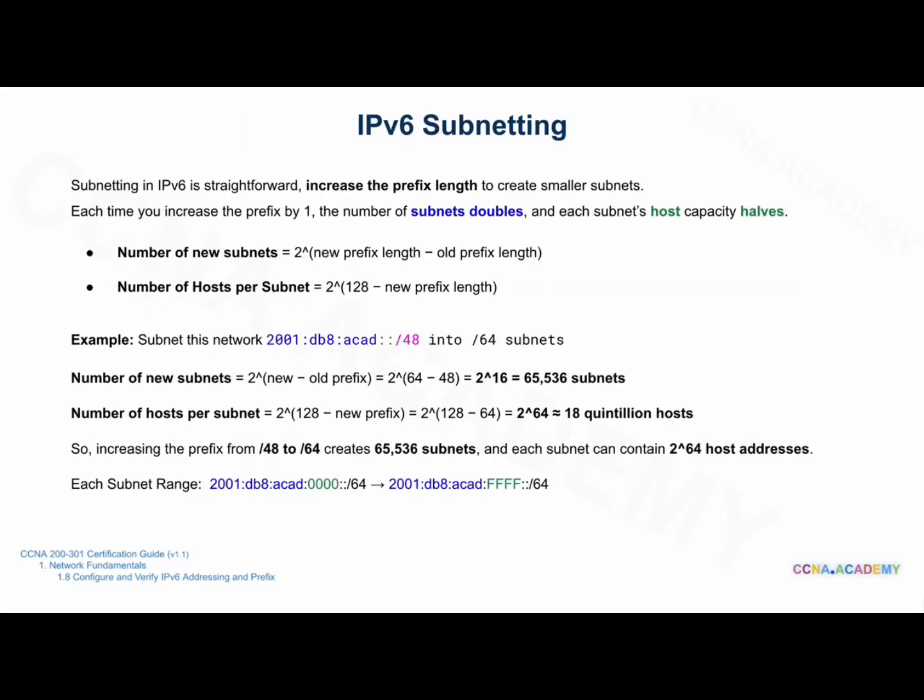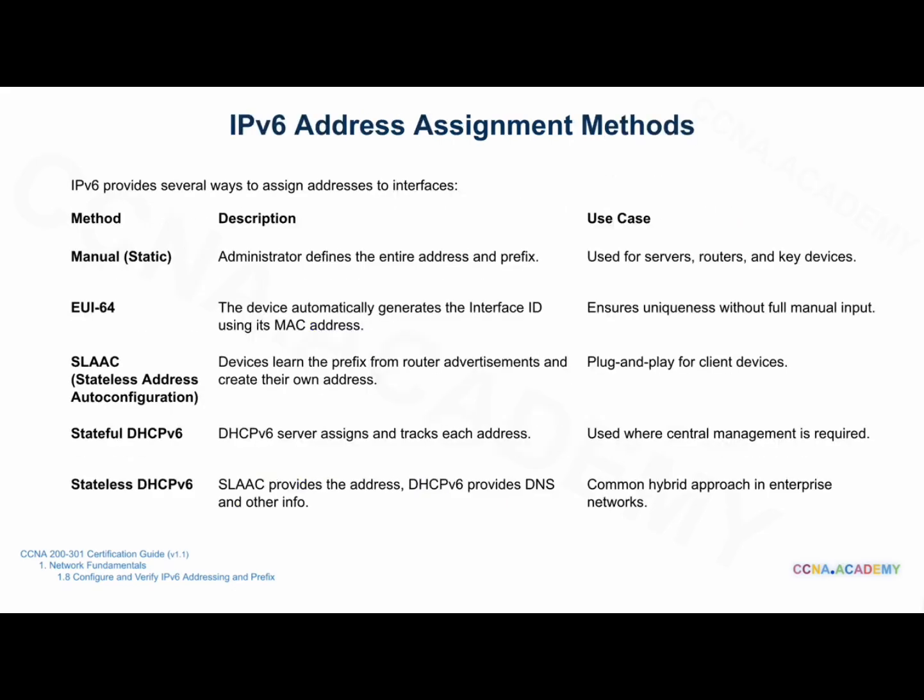Subnetting in IPv6 is simple. Just increase the prefix length. Each extra bit doubles the number of subnets and halves the number of hosts per subnet. For example, subnetting /48 into /64 gives 65,536 subnets, each with 2 to the 64th power possible hosts. That's about 18 quintillion addresses per subnet. IPv6 addresses can be assigned in 3 main ways: manually, using DHCPv6, or using SLAAC.